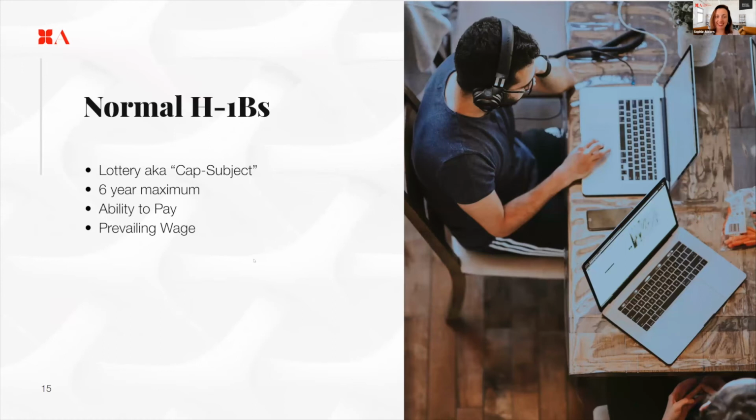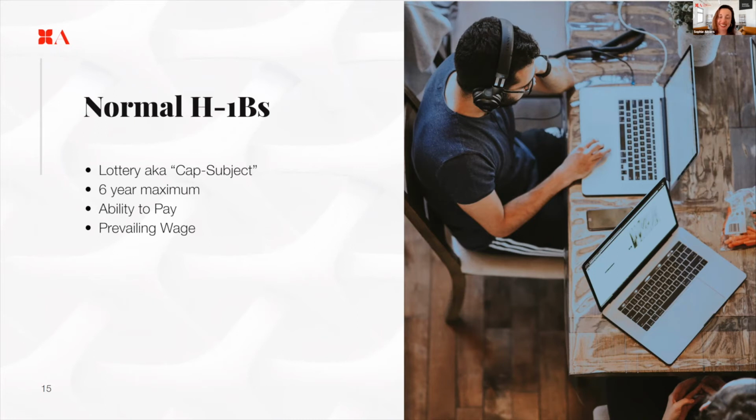So normal H-1Bs have to go through a lottery. In the law, in the regulation, it talks about certain types of H-1Bs being subject to a cap, a numerical annual limit. So that is why we use the word cap related to all of this. It is not somebody wearing a baseball hat. It just refers to the lottery.